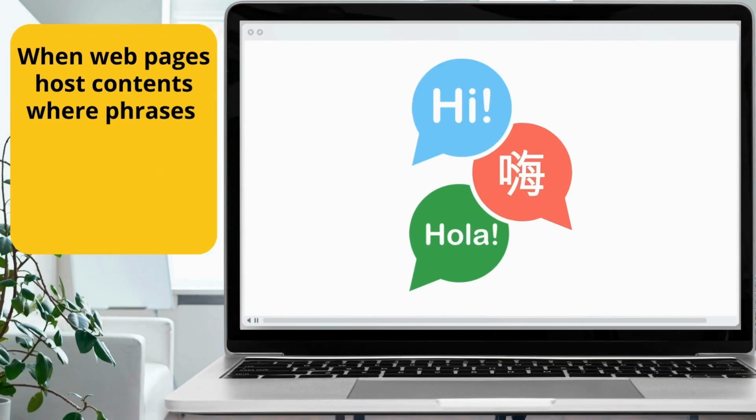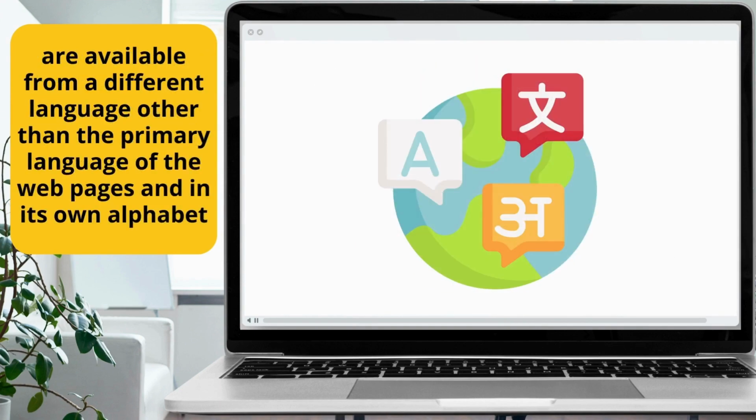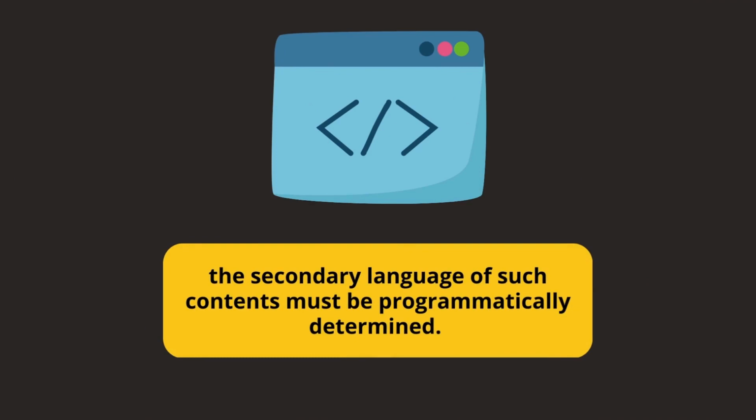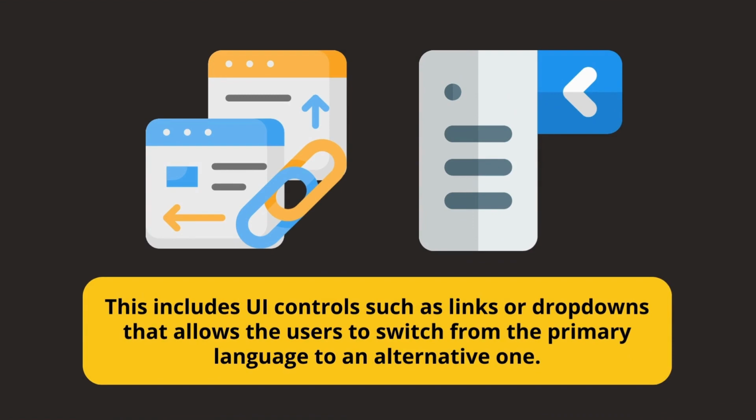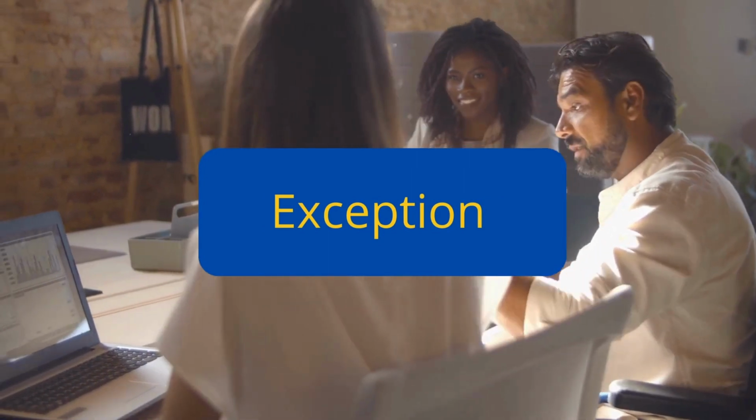When web pages host contents where phrases, sentences, or quotes are available from a different language other than the primary language of the web pages and in its own alphabet, the secondary language of such contents must be programmatically determined. This includes UI controls such as links or drop-downs that allow the users to switch from the primary language to an alternative one. But there are some exceptions.